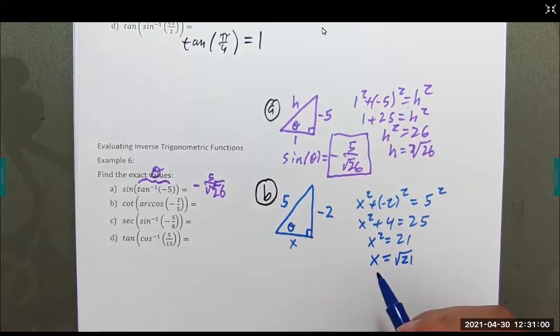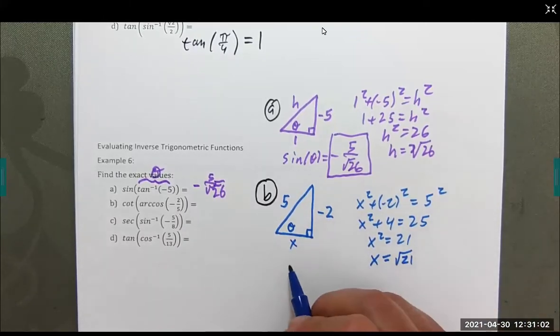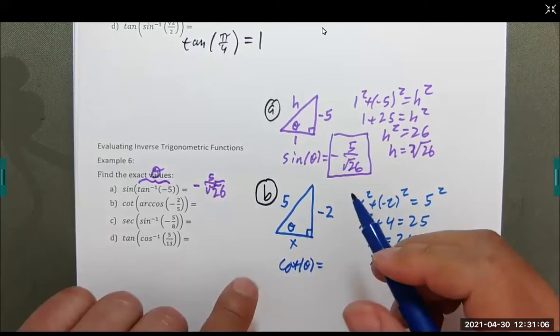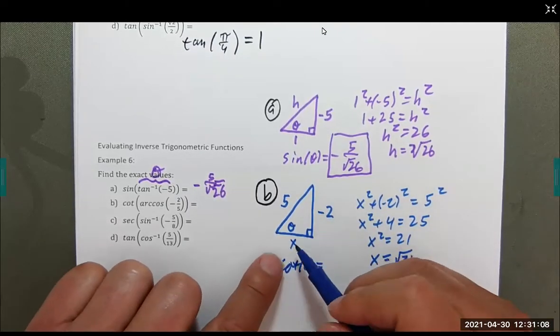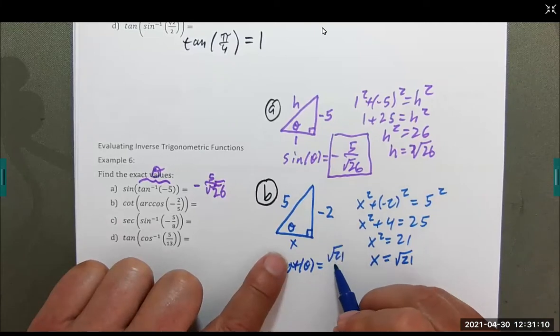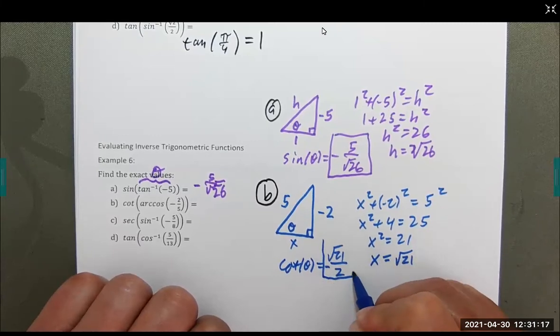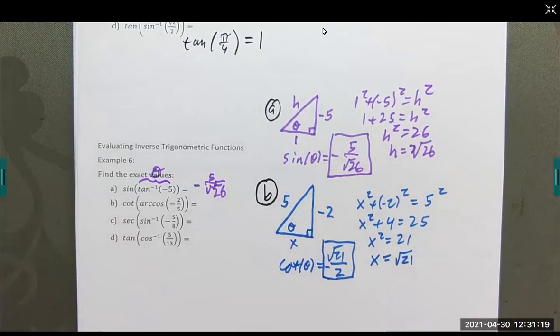So part B, we want the cotangent of theta, which is going to be the adjacent, which is root 21, over the opposite, which is negative 2.